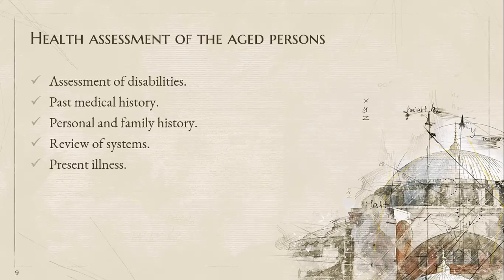Next, present illness. What is the present illness of the aged person, and what is his problem, and how he is with the other persons, and how he is taking treatment. What is the main problem because of which he got ill, that we should see in this present illness.